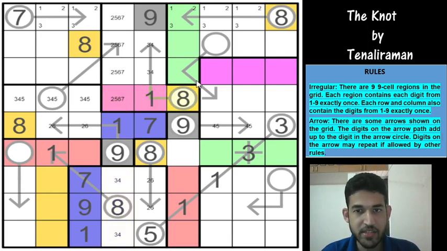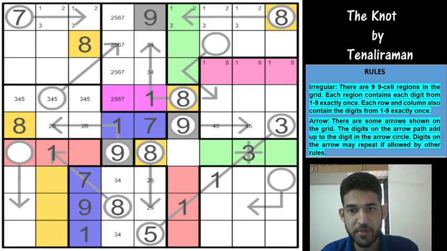So all these pink cells are equal. We marked that earlier, which means there has to be a 1, 8 here. In these pink cells, 1 is ruled out from here and 8 is ruled out from here.